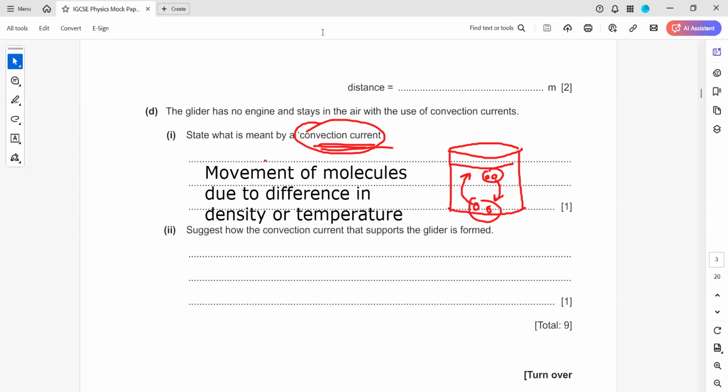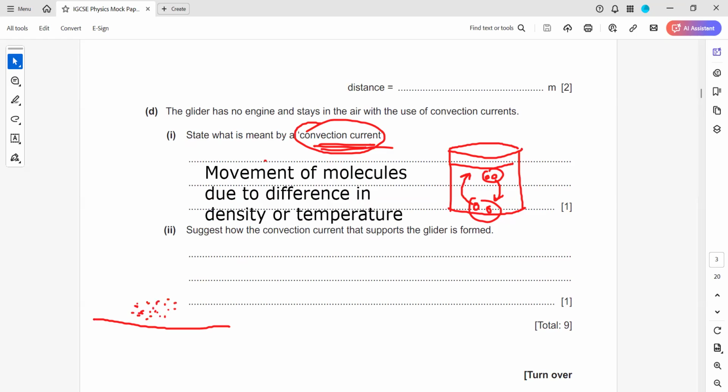Suggest how the convection current that supports the glider is formed. So how is the convection current for the glider formed? What actually happens is that the heat energy from the sun will heat the air.